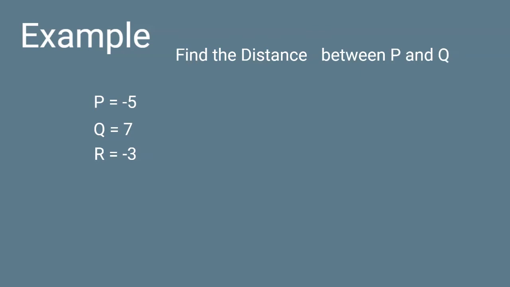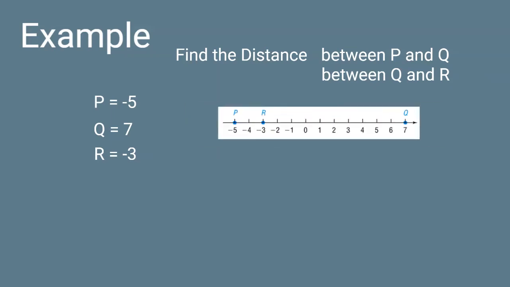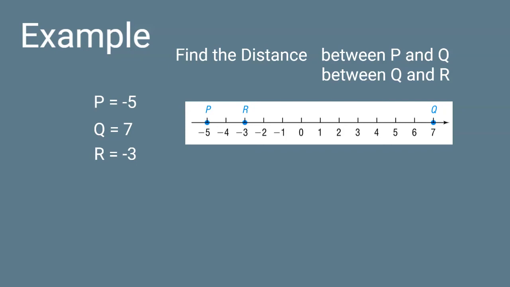For this example, we're going to find the distance on a number line. We're going to let P, Q, and R be points on a real number line with P equal to negative 5, Q equal to 7, and R equal to negative 3. We're asked to find the distance between P and Q, and then find the distance between Q and R. First, let's draw all three of these points on our number line.